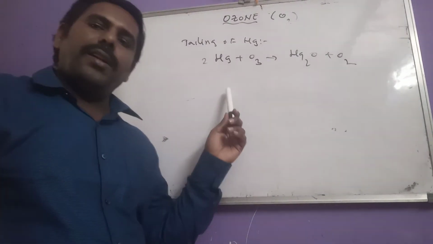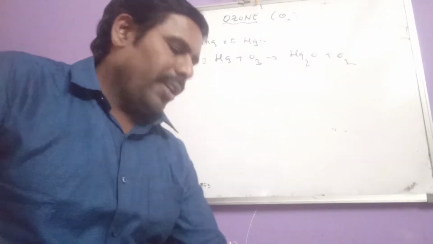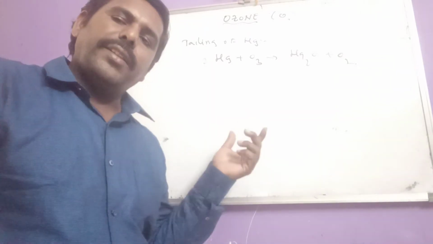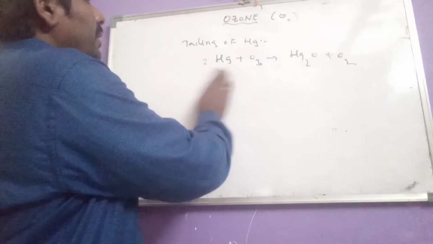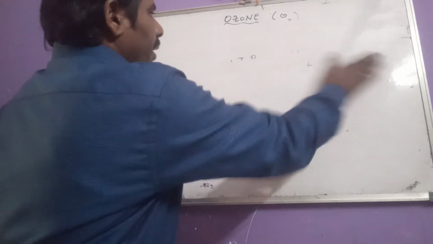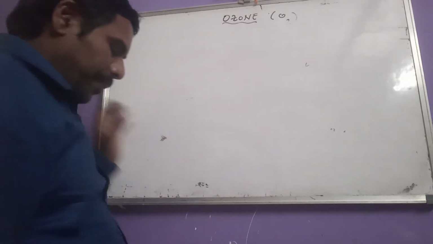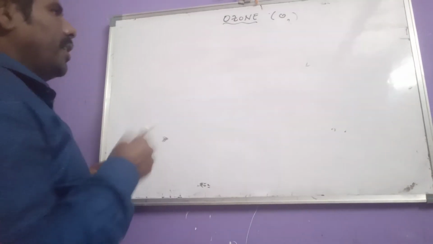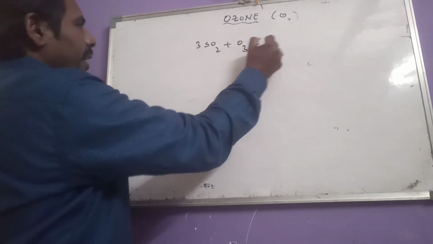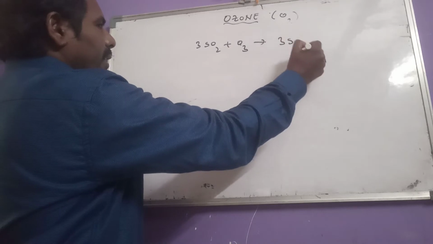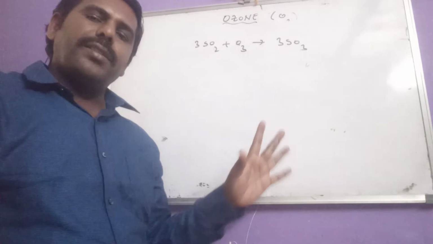So this is called tailing of mercury. In all these reactions, we are observing that oxygen gas is liberated. But some reactions are there in which all that oxygen atoms in ozone get consumed. So what are the reactions here? Sulfur dioxide when treated with ozone is oxidized to sulfur trioxide. In this, no oxygen is liberated.